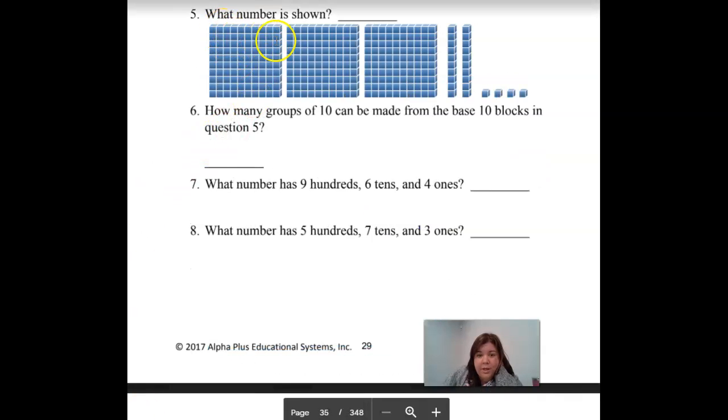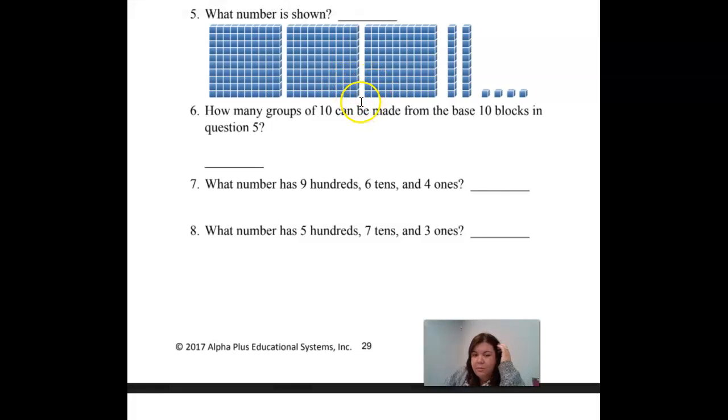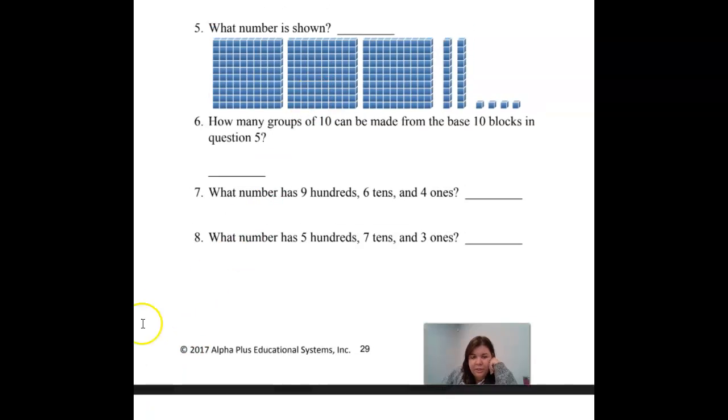The next one, what number is shown? Look at these. Let's see if you can do this on your own. Pause the video and write down what number you see here using these base 10 blocks. Remember how to do that? Pause the video and write it on your whiteboard or your paper.